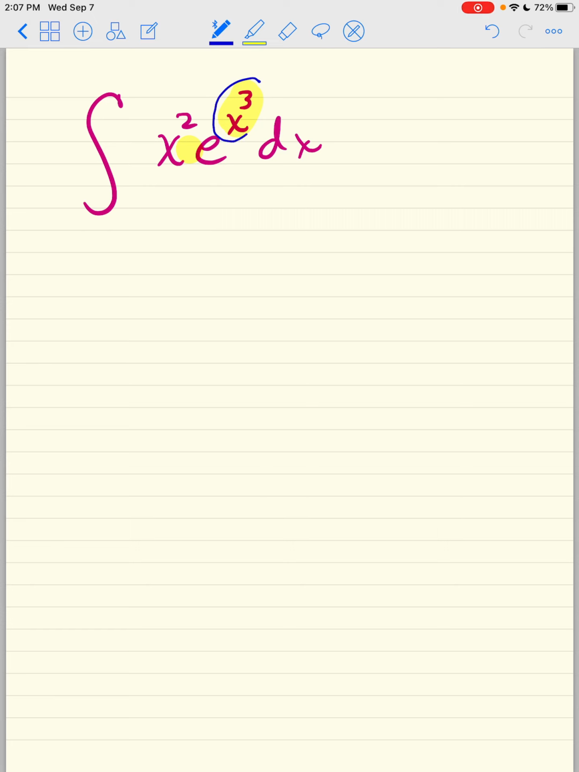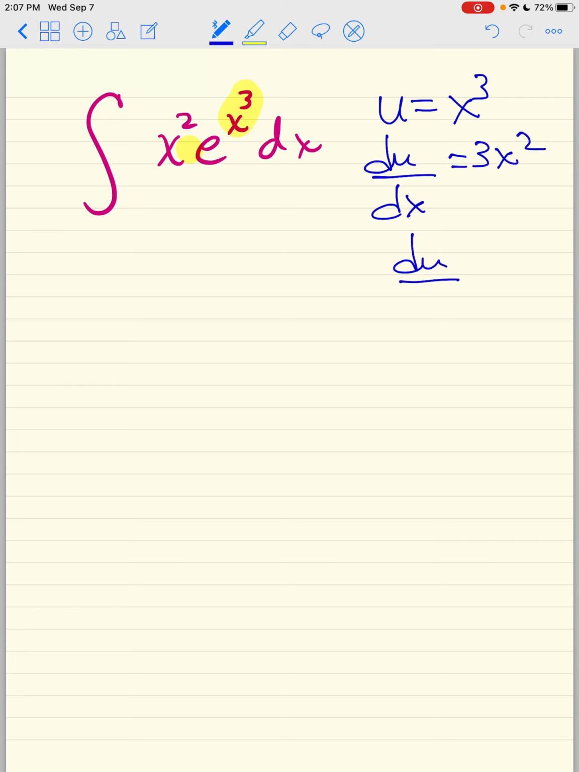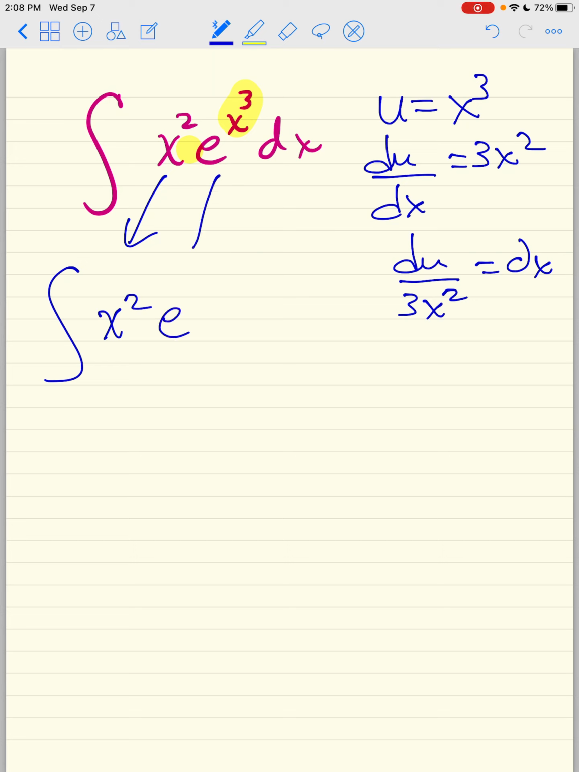What's a fast way of identifying that? Well, this is x to the third. It's exactly 1 higher than x squared. So we're going to let u equal x to the third, du/dx equal 3x squared, du over 3x squared equals dx. Then you're going to go in order. That's just x squared. That's just e. This exponent now becomes u. And dx is this person here.